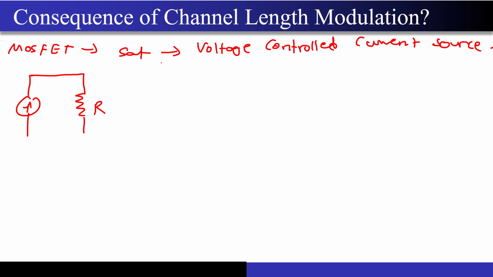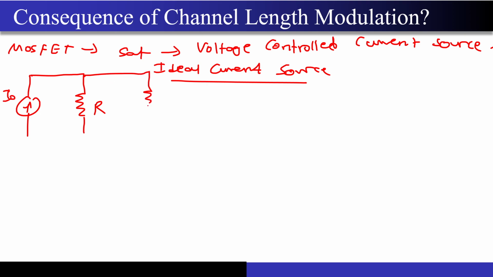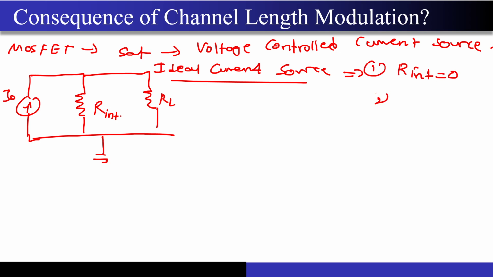Okay, so I want to make an ideal current source. This is a current source that I have, with value I naught, and this is the load resistor to which this current is supposed to be delivered. And what is this R? R is nothing but the internal resistance of this current source. So for this ideal current source, I am giving two options: R internal should be 0, or R internal should be infinity. What do you think?